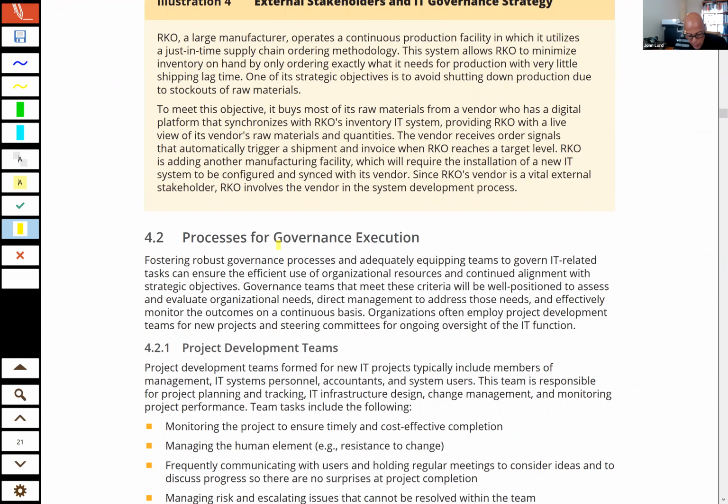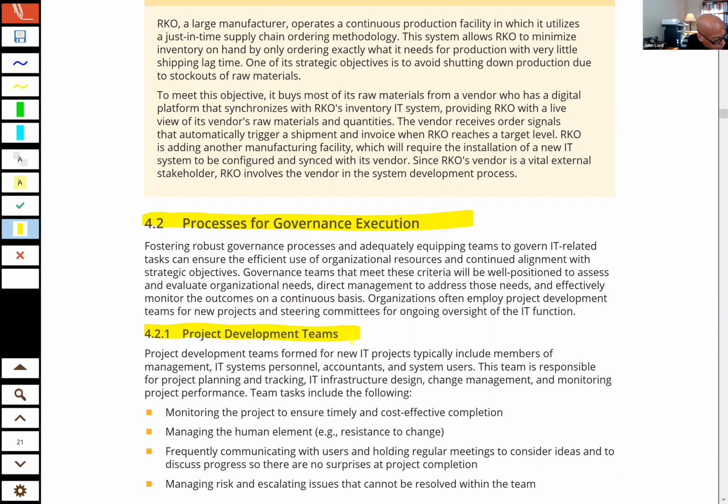Okay, processes for the execution, and you're going to have project development teams. Sorry, guys, let me just take a look at my note here for the project development team. Okay. Project development teams formed for new IT projects typically include members of management, IT systems personnel, accountants, and system users. The team tasks include the following.